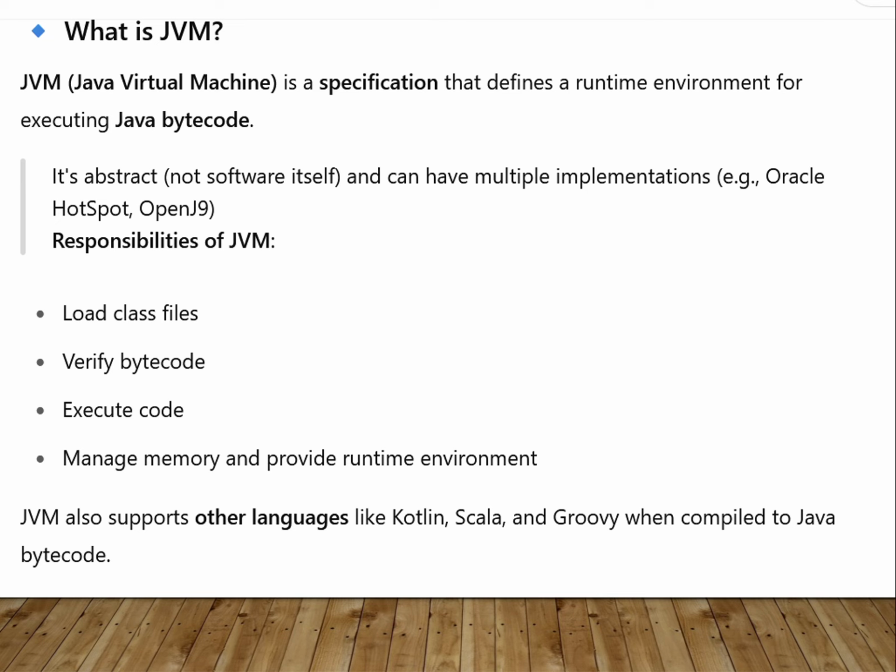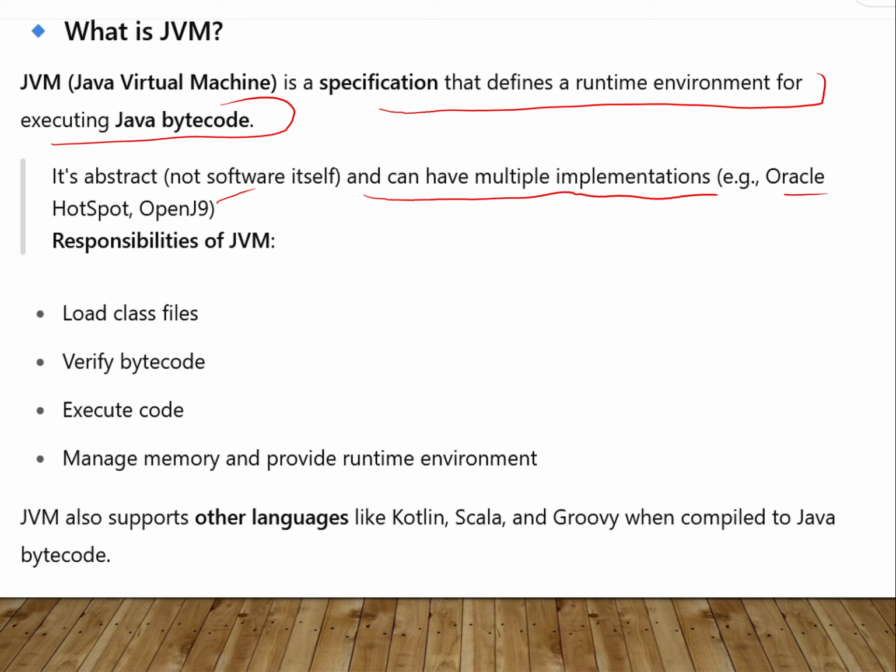So what is JVM? JVM means Java Virtual Machine. It's a specification that defines a runtime environment for executing Java bytecode. It is abstract, not software itself, and can have multiple implementations like Oracle HotSpot and OpenJ9. The responsibilities of JVM are to load the class file, verify code, execute code, and memory management. JVM also supports other languages like Kotlin, Scala, and Groovy, and many more compiled languages.